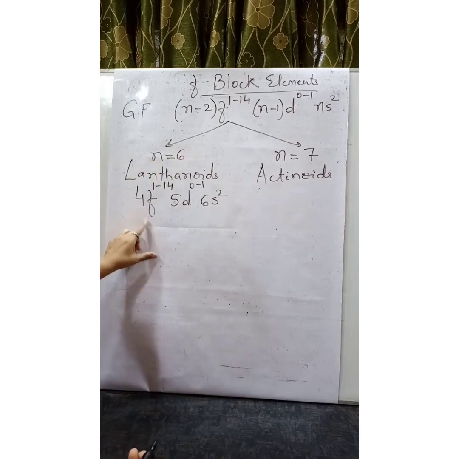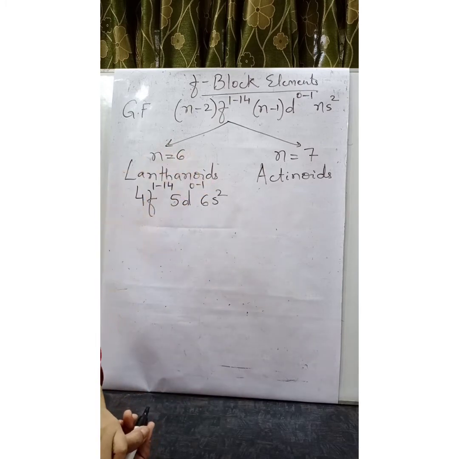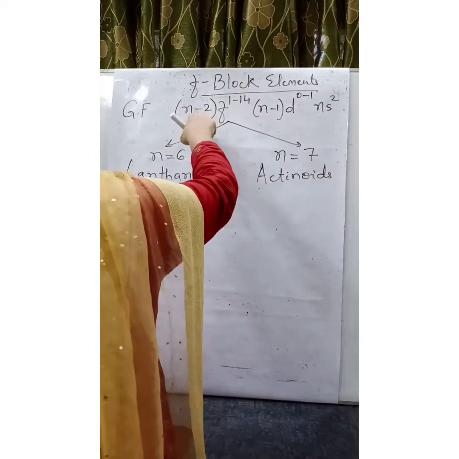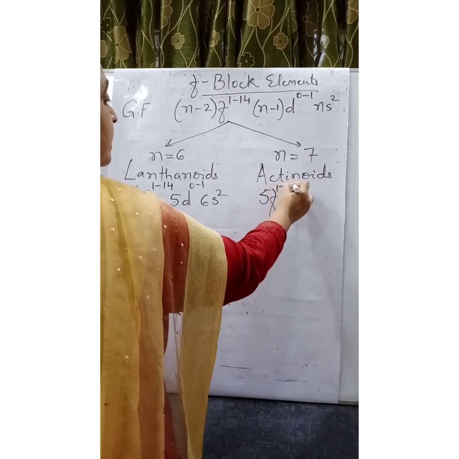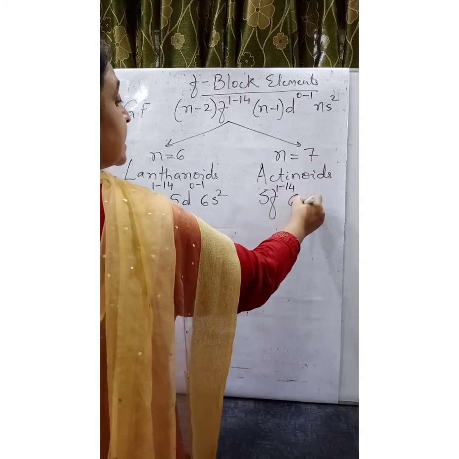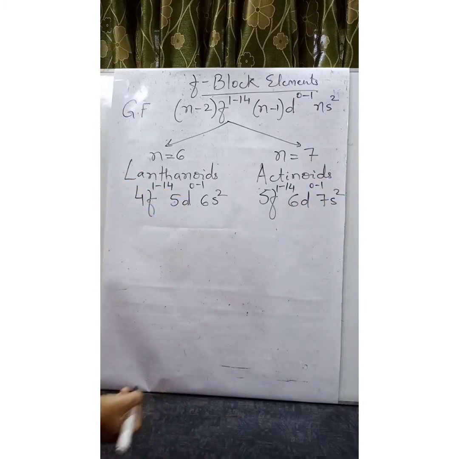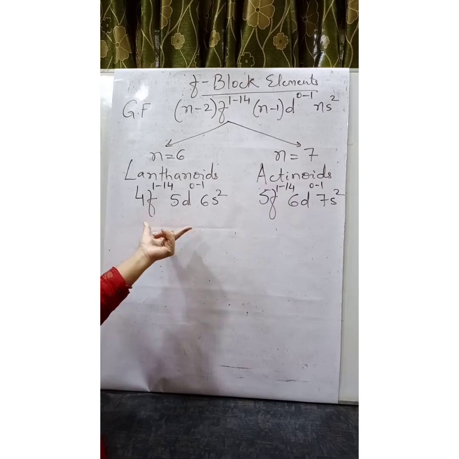Since the last electron is entering the 4f orbital, we also call lanthanoids the 4f series. Now let's work out actinoids, n is equal to 7: 5f1 to 14, 6d0 to 1, 7s2. Now let us study in detail the electronic configuration of the elements of the lanthanoid series.